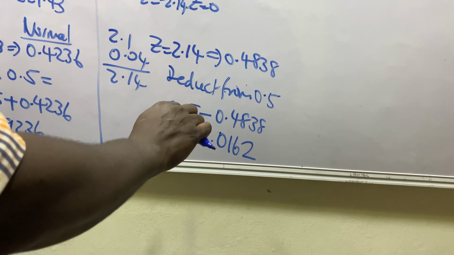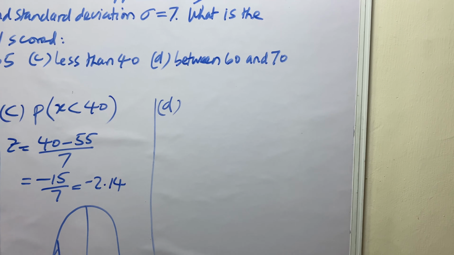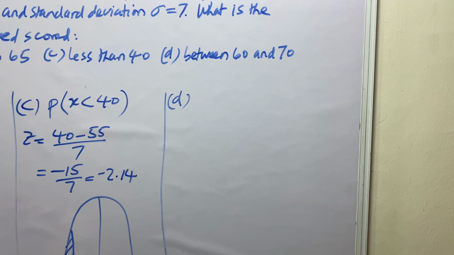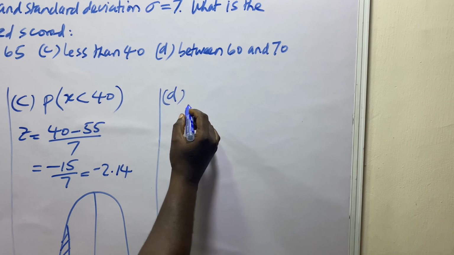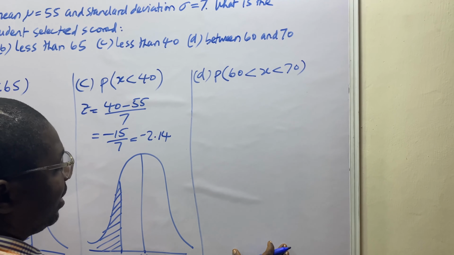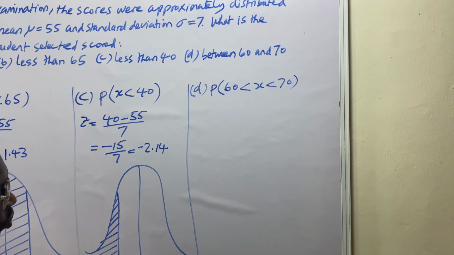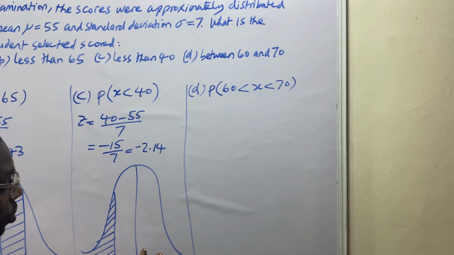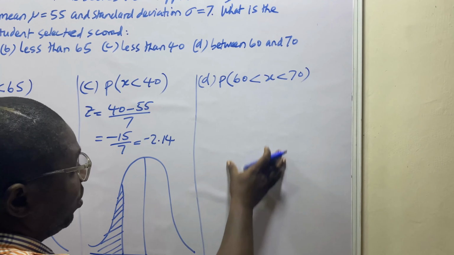We're looking for those that have scored between 60 and 70. Between 60 and 70. How do we write that in statistics? We have probability of 60 less than x less than 70. That's how I write it. So it means that we're looking at two data points, 60 and 70. So we're going to have two z-scores here. And from when we draw our normal curve, we're going to decide what we're going to do with these values.